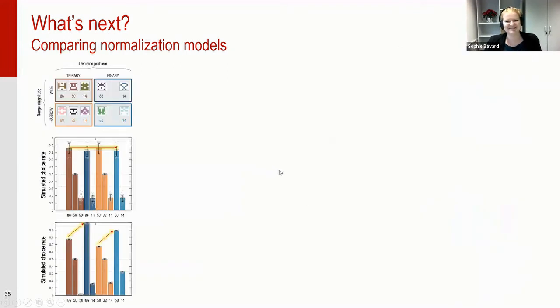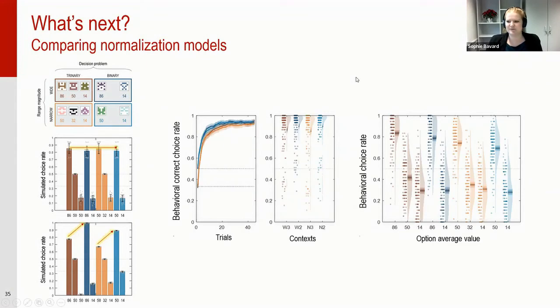Okay, now the results. First of all, the behavioral results. We had this experiment done in 3 different versions by a total of 150 participants, which was also online. And this is what we observed.